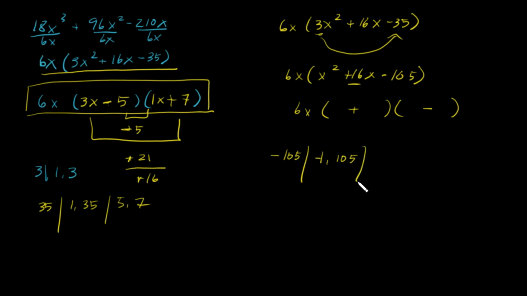And then 105 divided by 2, that's definitely not 2. How about negative 3 and positive 35? Nope. So 105 divided by 4. Nope. 105 divided by 5. Definitely 5 is going to work. So negative 5 and positive 21. When you add those two, you get positive 16.